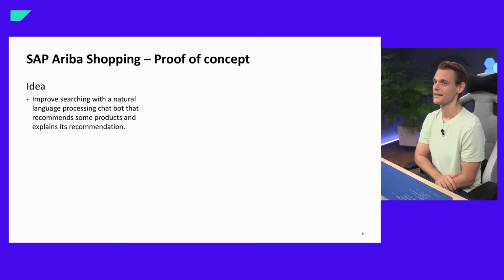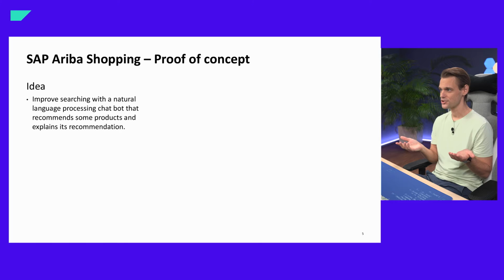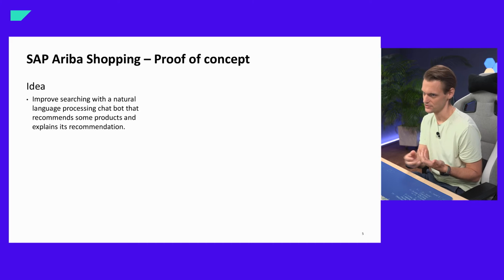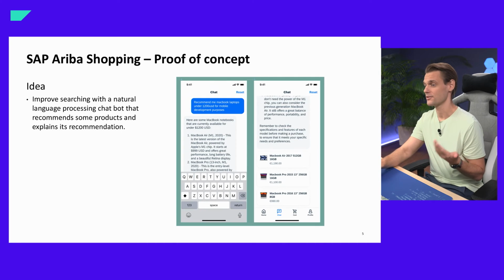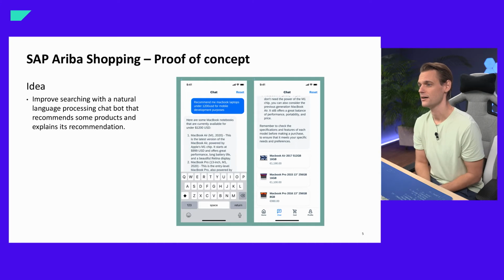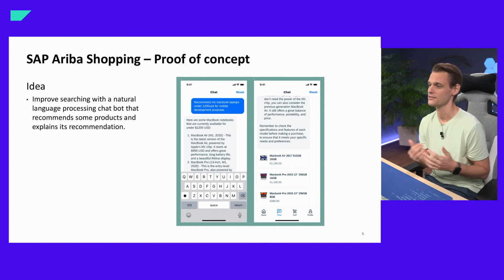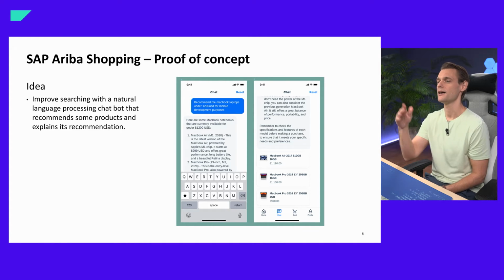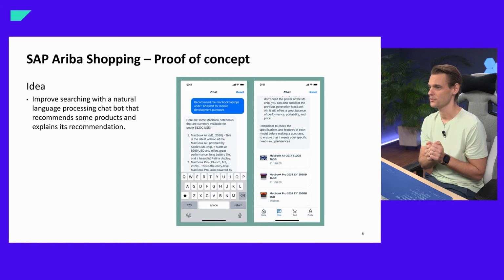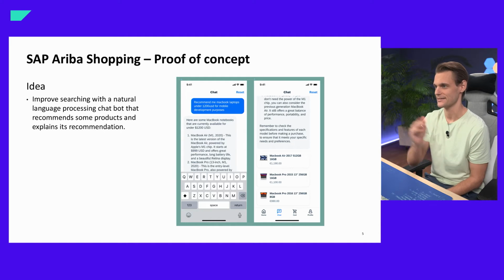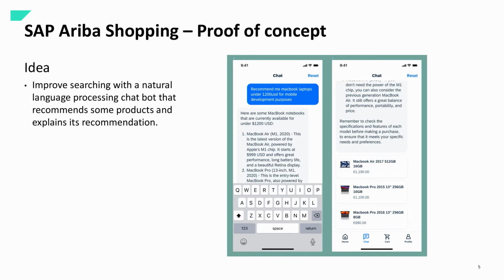As mentioned, we started with a proof of concept. The idea: improve the searching with natural language processing, the chatbot, and recommend and explain the right product for you. On the right side here, you see we introduced a nice user experience inside the app. It's a native iOS app. In the chat, you type in, recommend me a MacBook laptop under $1,200 for mobile development purposes. And that's the answer you get from our solution behind.